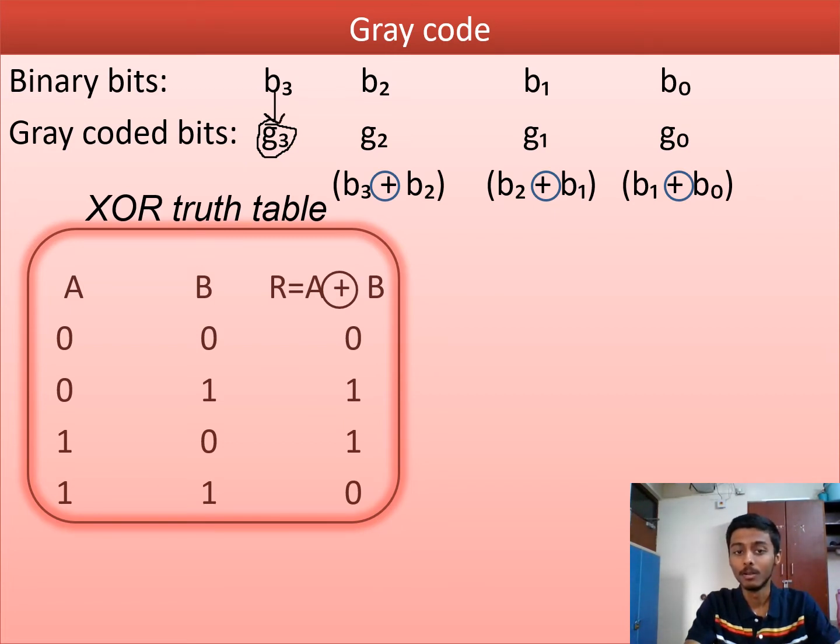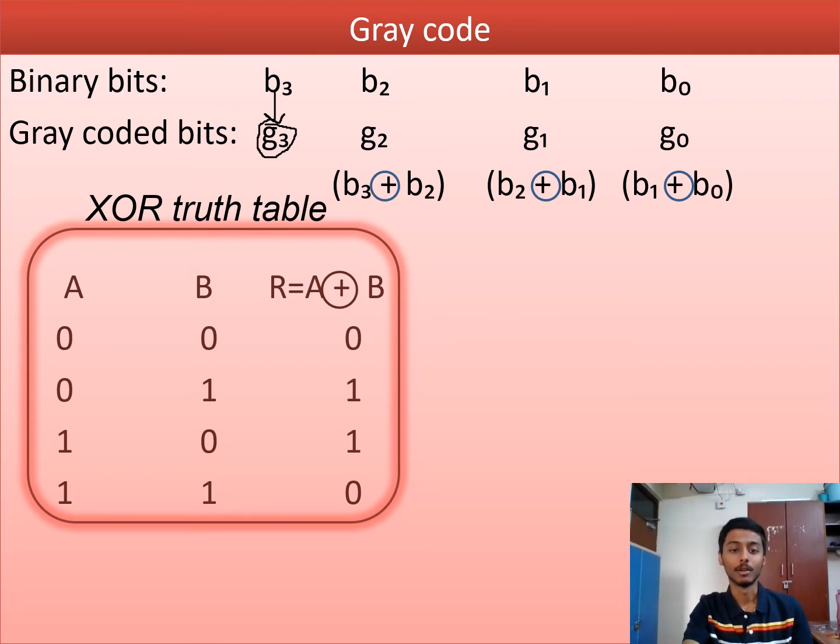Now we have to find G2, G1 and G0. To find G2, we will perform an XOR operation between B3 and B2. That will be our G2. Again, for G1 we will perform an XOR operation between B2 and B1, and similarly for G0 we will perform an XOR operation between B1 and B0.